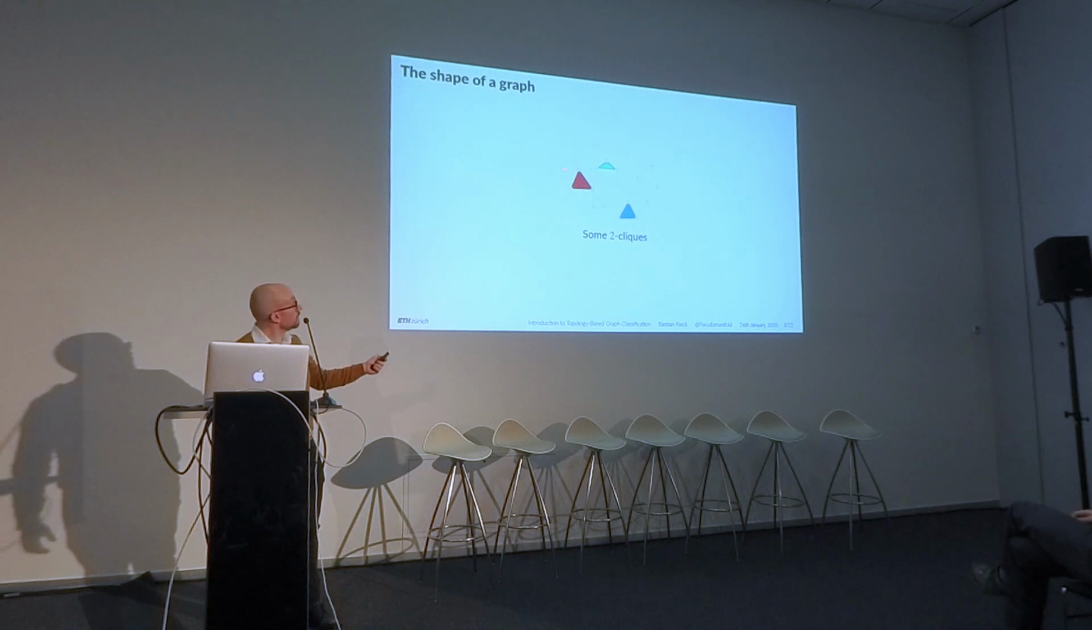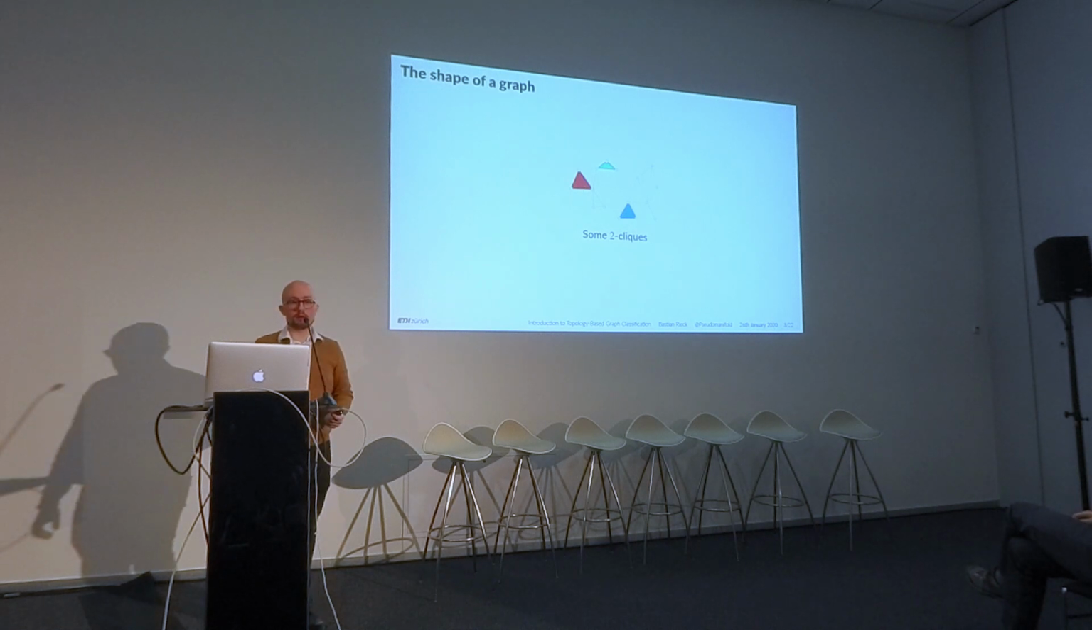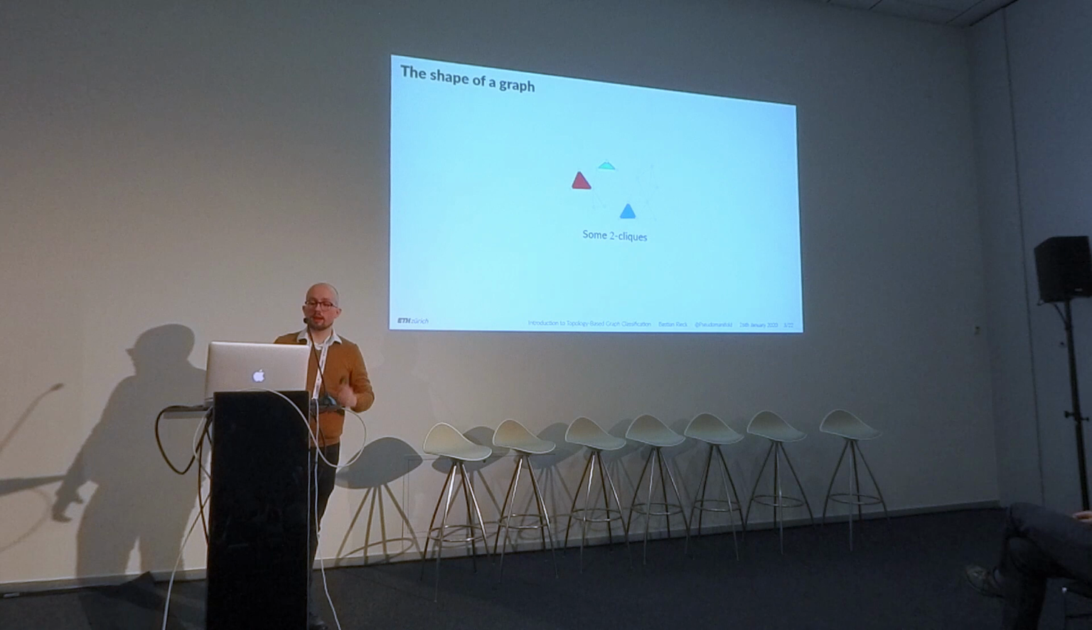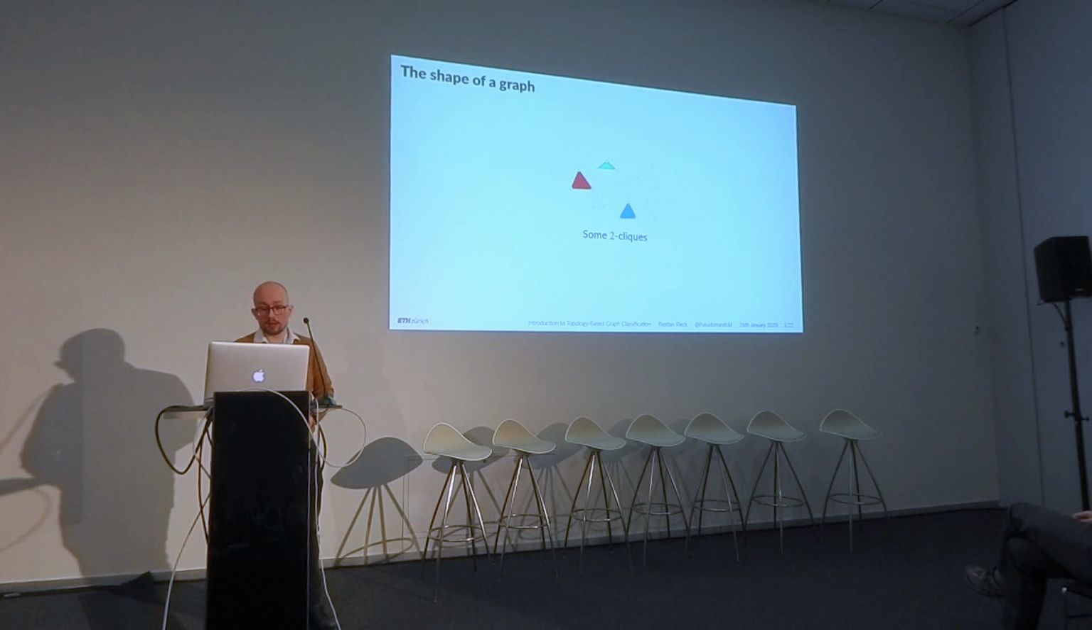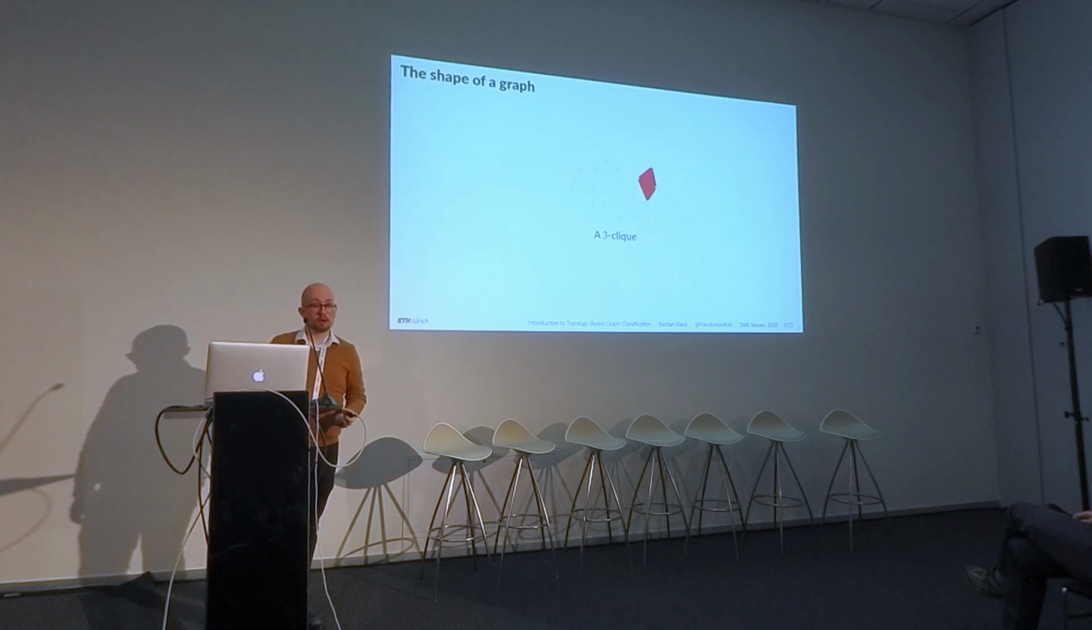So this is a 2-clique, because a k-clique is a subgraph that consists of k plus 1 nodes. So any triangle is like a 2-clique. These are some of them. These are not all of them. And we can go even higher. We can look at 3-cliques.